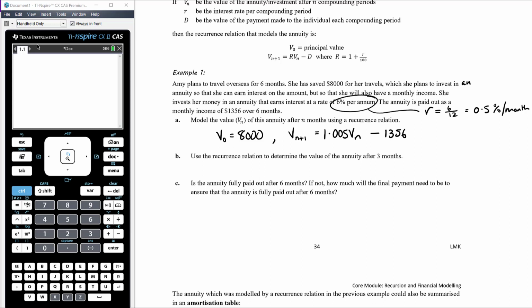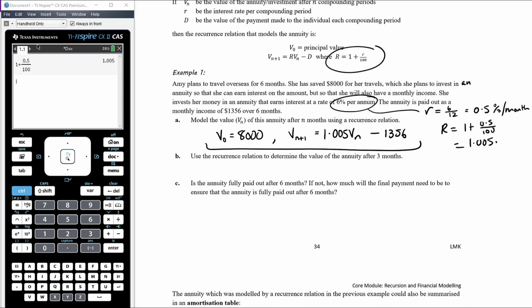1.005 every month. If you need to use the formula that's provided up here, you can calculate that multiplying factor R by doing 1 plus 0.5 over 100, and you'll see if I do that with my CAS, 1 plus 0.5 over 100 is indeed 1.005. So as I said, a 0.5% increase means you're ending up with 100.5% of what you started with. As a decimal, that is 1.005. So here's our recurrence relation, listed here, V0, and then the recurrence part of the relation.